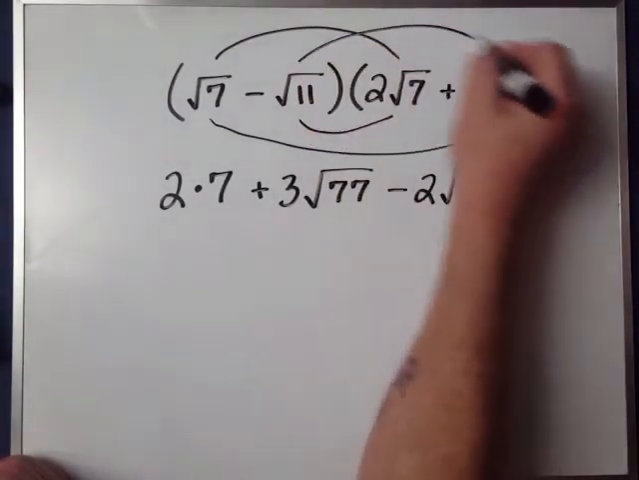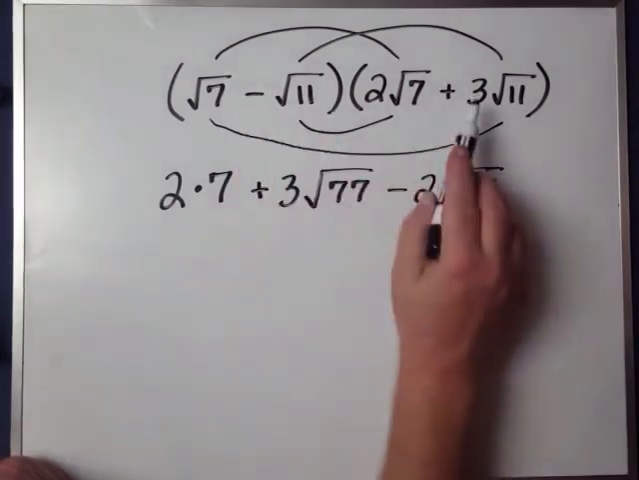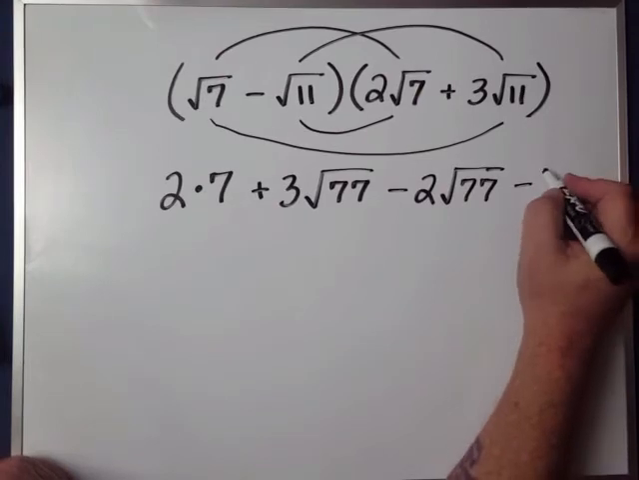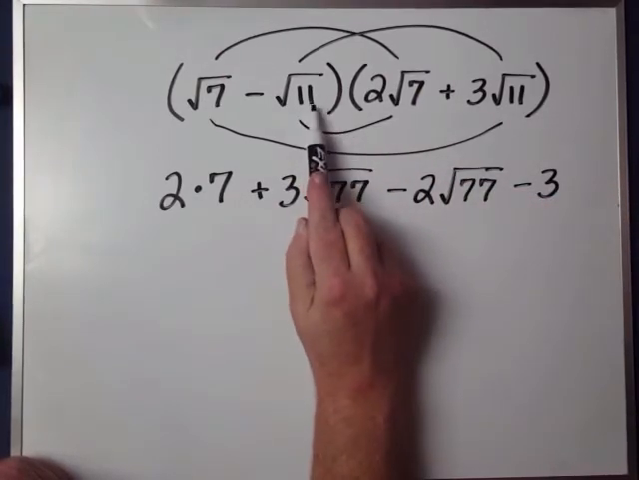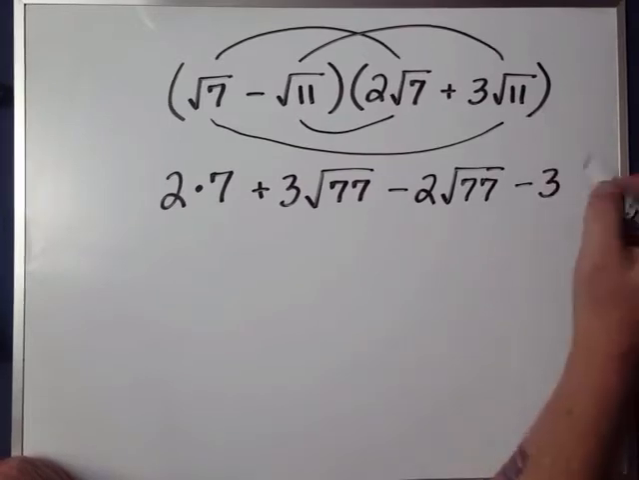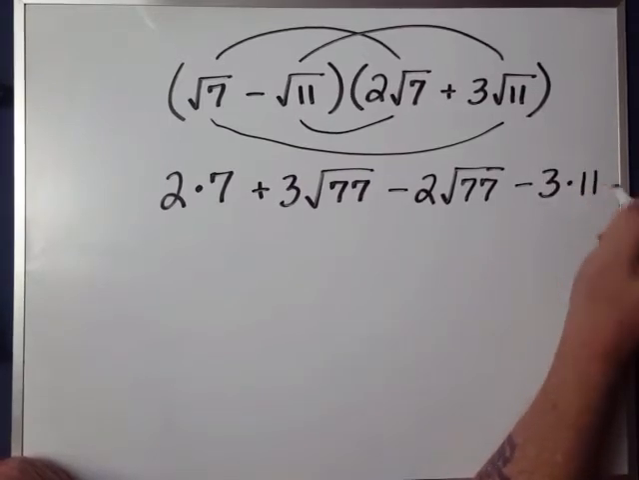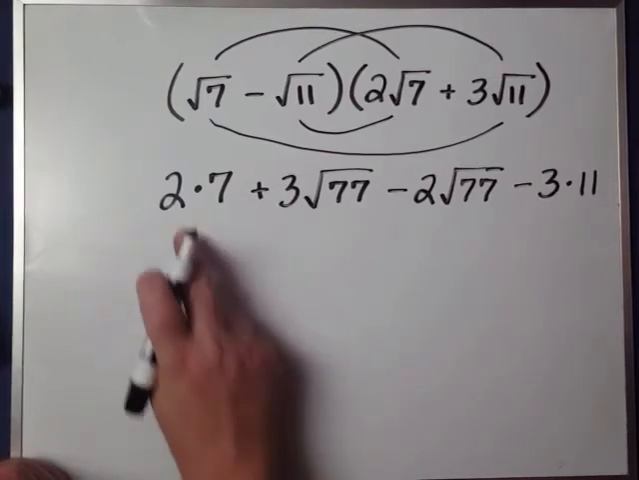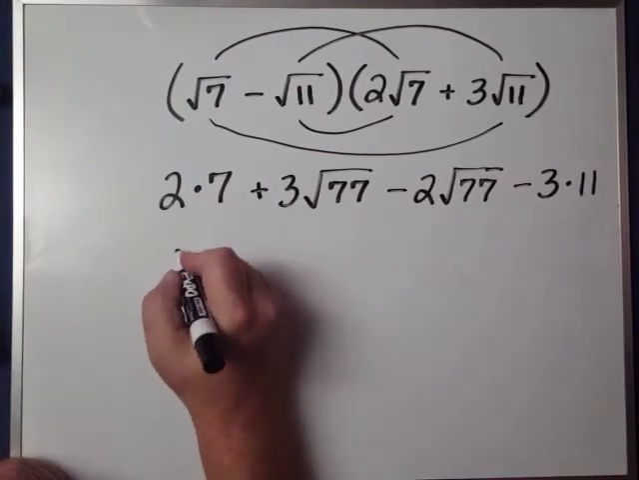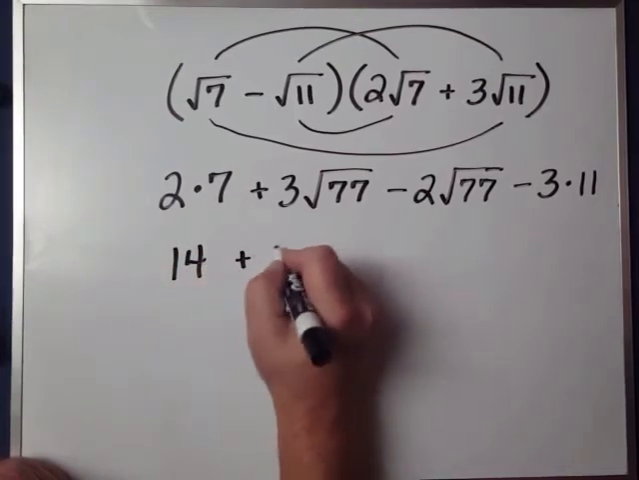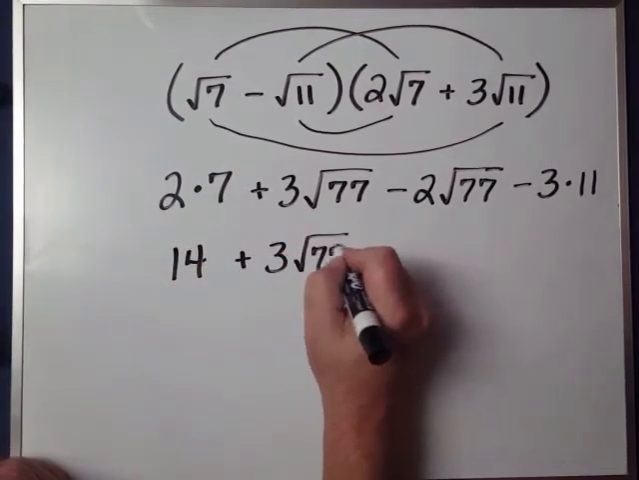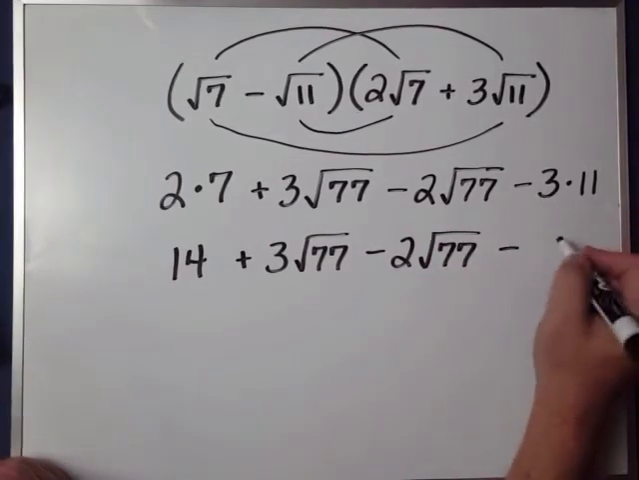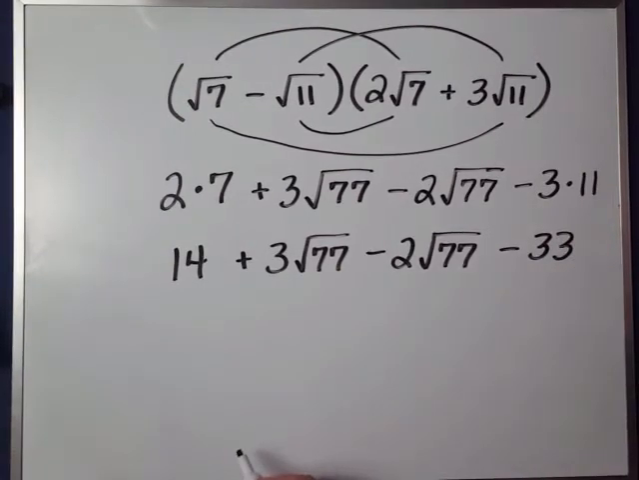And then finally, product of the last. Watch your signs. It's going to be minus. Your outsider is just that 3. And what do we have here with our square roots? Square root of 11 times itself is just 11. Let's clean up these products first. That's a 14. And that's a minus 33 there at the end.